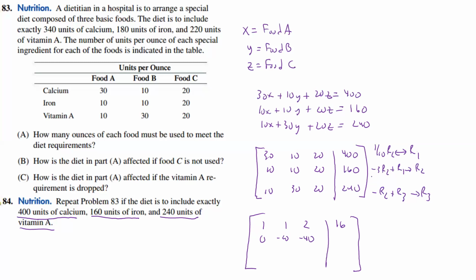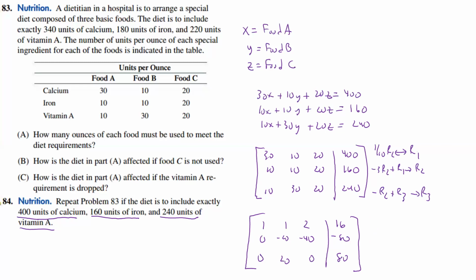And then we're going to have a minus 3 times that, so it's going to be minus 480, so it's going to be a minus 80. And then we're going to take minus that plus that, so that's going to give us 0. That's going to give us a 20. That's going to give us a 0. And that's going to give us 80. Okay, easy enough. All right, so now we need this to be a 1.